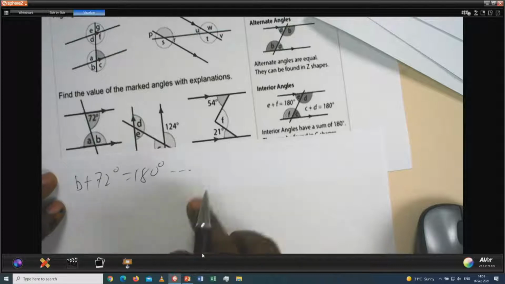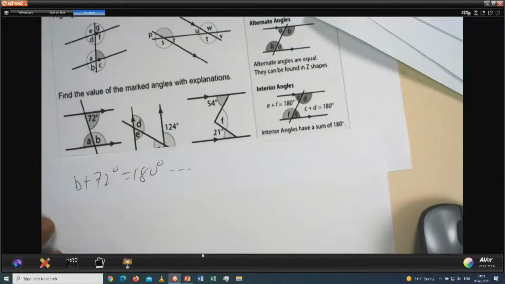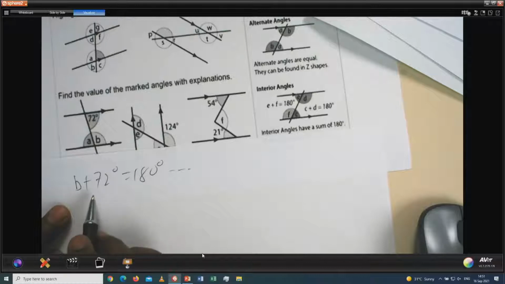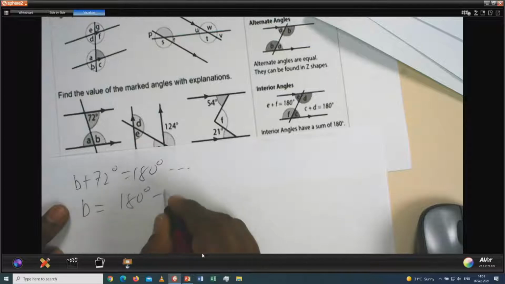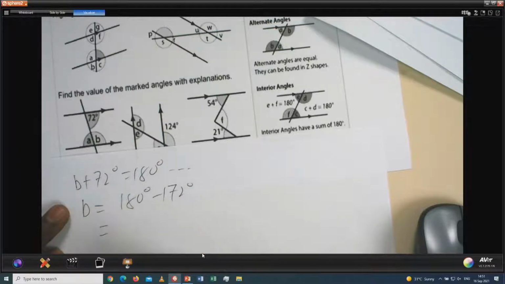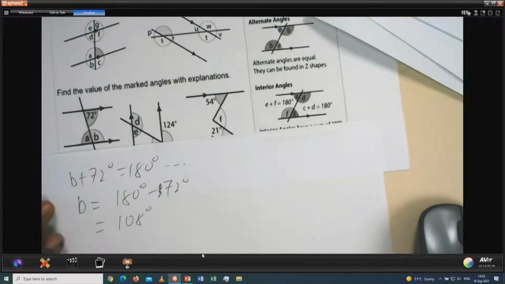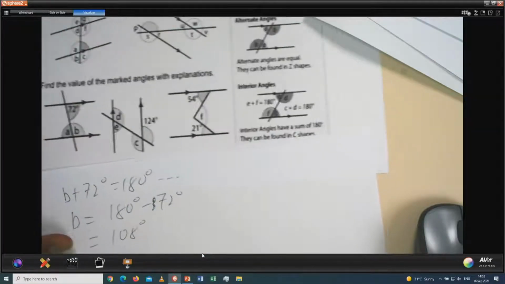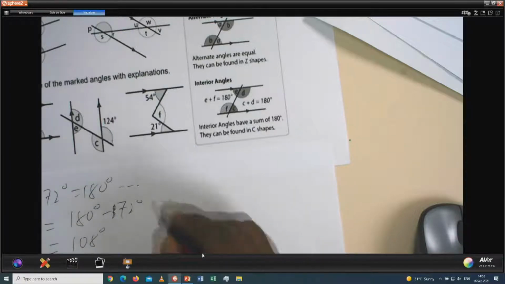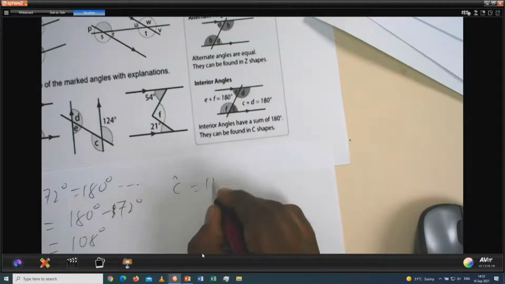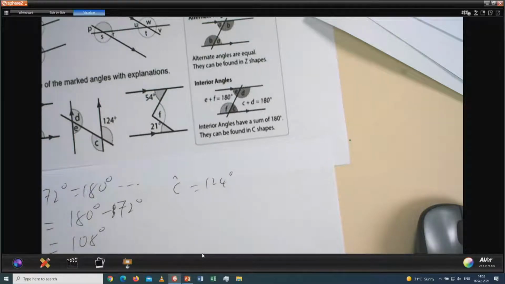What is the reason? Co-interior angles of parallel lines. Again here, for you to get to 180, what should B be? Or you can say 180 minus 72, which should give you 180 degrees. Right? This one, C, you are vertically opposite. Your C there is 124. Vertically opposite is still in the picture.